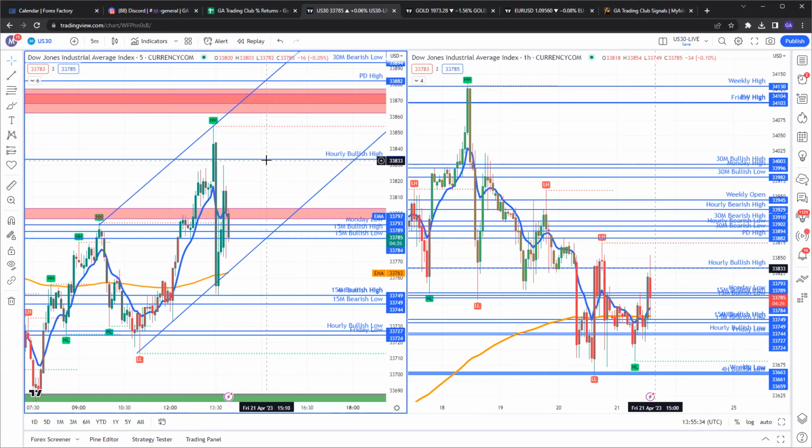We have an hourly bullish high here. The hourly bullish low is somewhere here. So ideally also, let me look at my MT4.